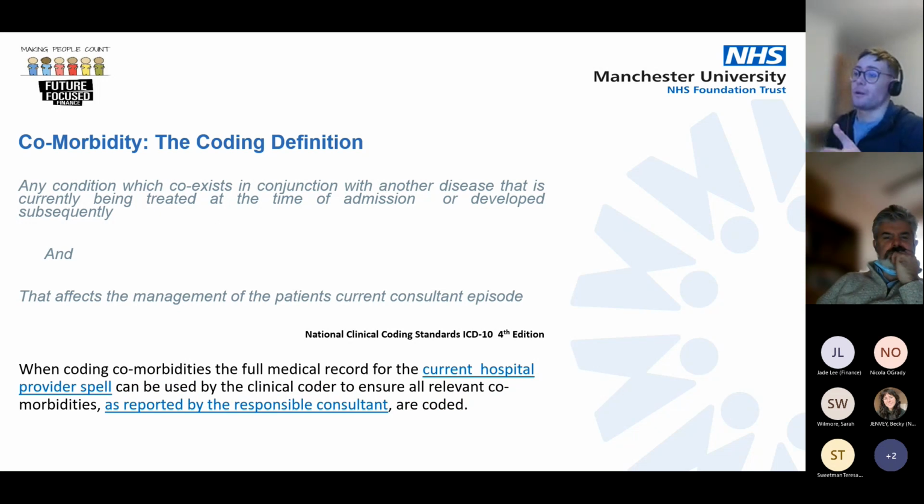So when we're coding, we use the whole medical record for that current inpatient stay. We can read through all of the documentation within the dates of that stay, to make sure that all of the relevant comorbidities that were documented by the consultant have been picked up. They have to be documented. We can't make assumptions, but we can read basically everything to find them.